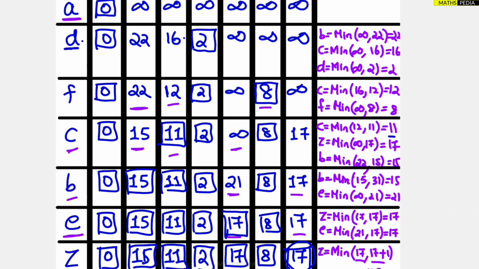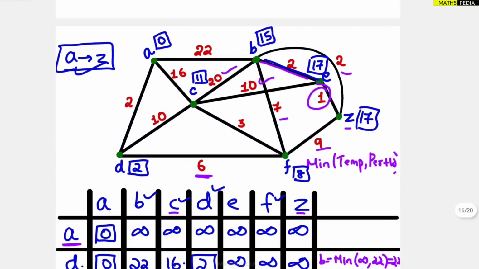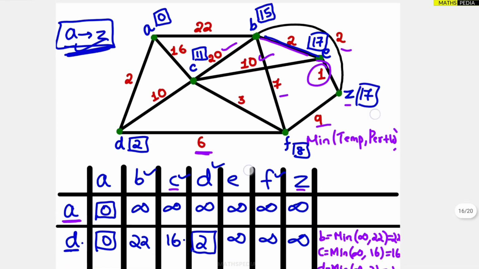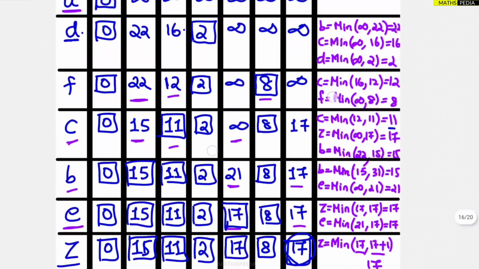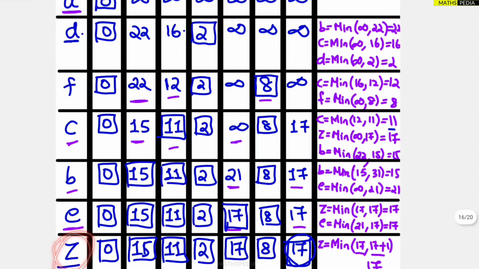Now, as I said, in the question they have asked us to find the shortest path from A to Z. From A we started, and we have reached Z. So A to Z we have to calculate. You can calculate for A to E also, but in the question they have asked A to Z. If they ask you for A to E, you have to calculate for that. A to Z, how to calculate? In the Z particular row, what is the permanent label we are getting? 17 is the value.